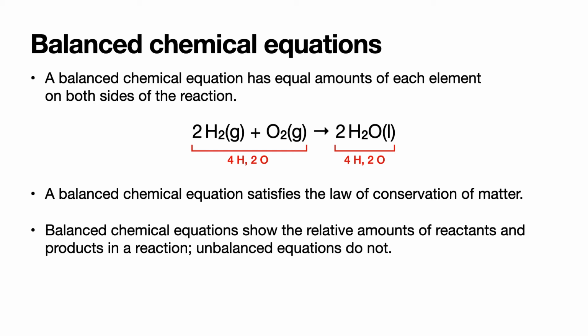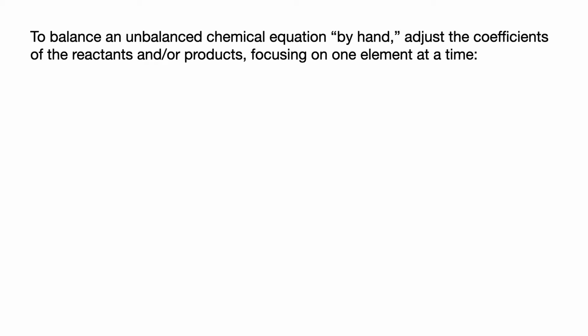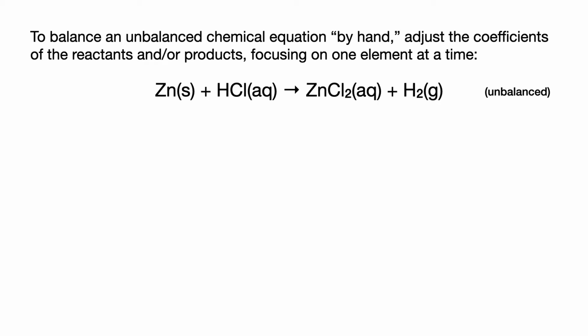Now, if we're given an unbalanced chemical equation, there are a variety of ways to balance it, but generally speaking, we will balance chemical equations by hand. And we do this by adjusting the coefficients of the reactants and products, focusing on one element at a time. So the example that I'm going to start with here is zinc metal reacting with hydrochloric acid to form a solution of zinc chloride and hydrogen gas.